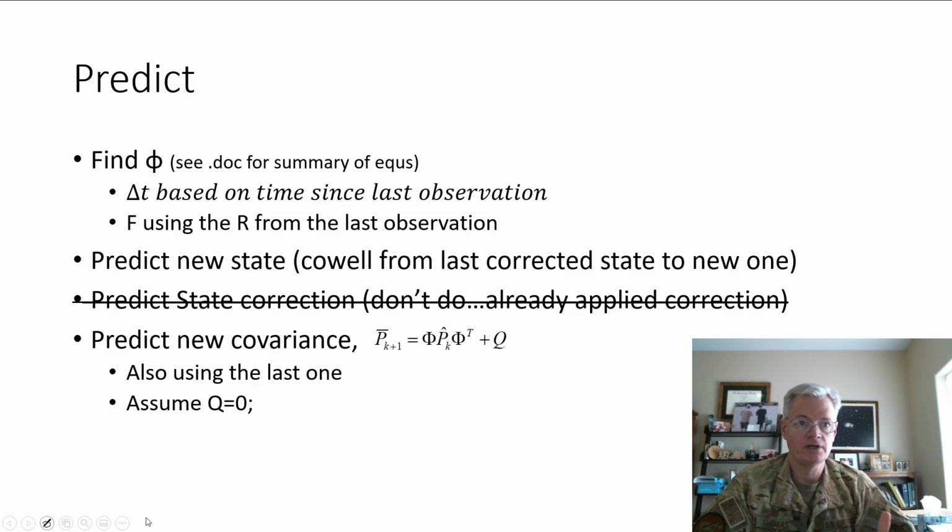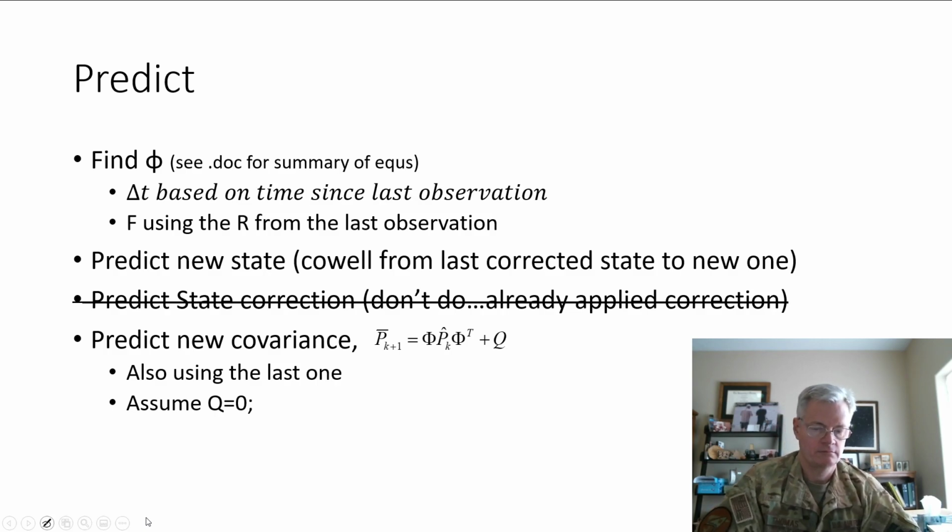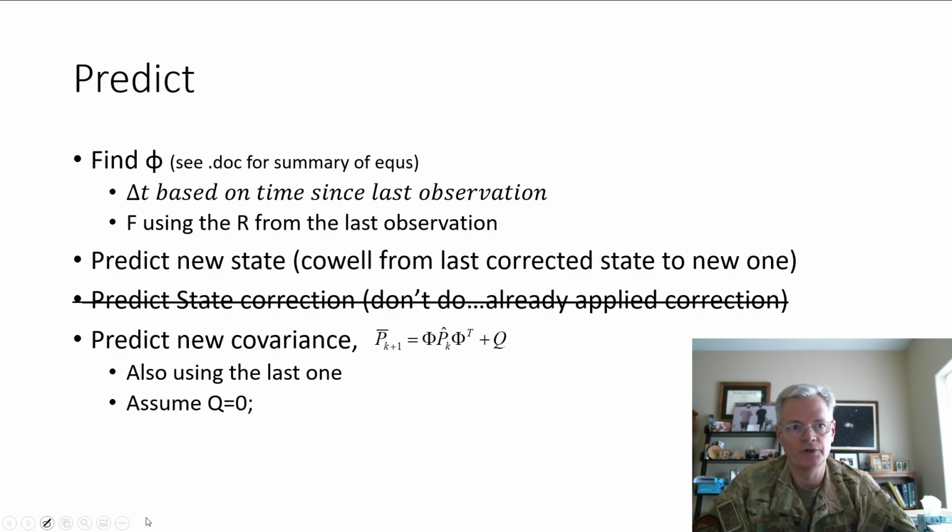So if we know observation 5 and we've already crunched all that, and now observation 6 comes in, the delta T is the time between 5 and 6. And the F matrix that we need to calculate, we're using the R from the last observation, right? That F is telling us the partial of accelerations with respect to position. So yeah, we need to predict the new state for the observation that just came in, and you're going to propagate it from the last observation where you updated your state vector.